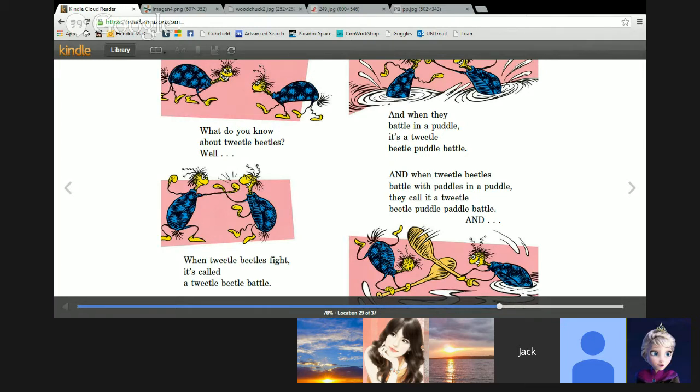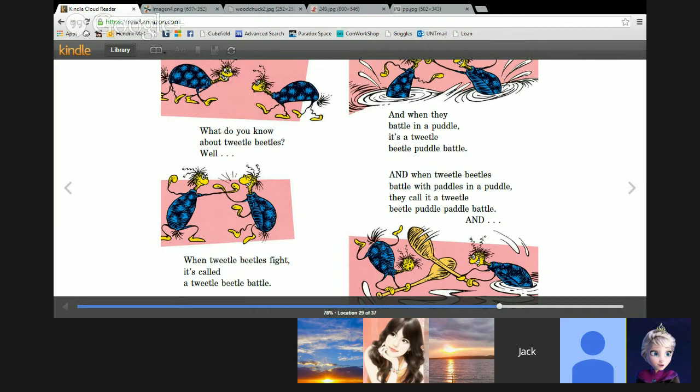Are you speaking, Bashak? Oh, excuse me. Read the sections on the left. What do you know about Tweedlebeetles? Well, when Tweedlebeetles fight, it's called a Tweedlebeetle battle. Make sure that Tweedle rhymes with beetle. So not beetles, but Tweedlebeetles. Try saying it one more time.